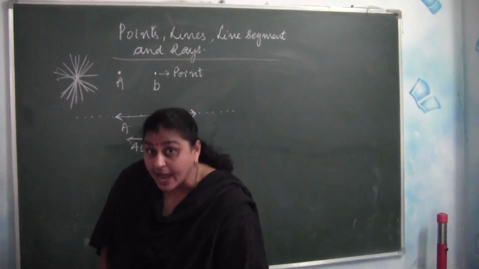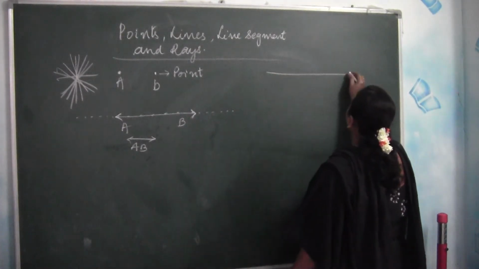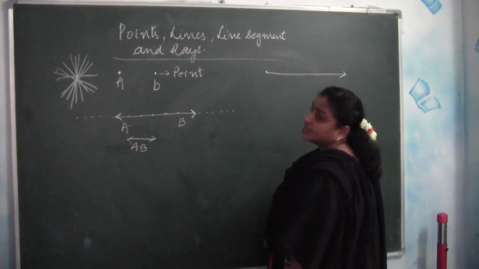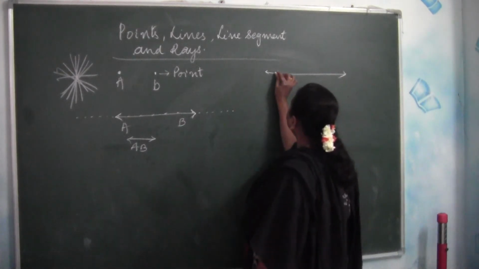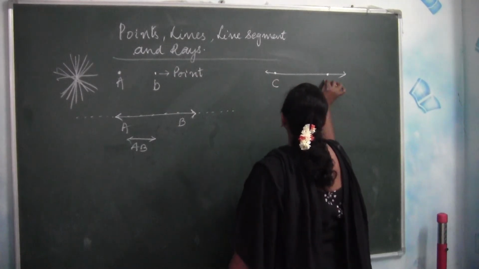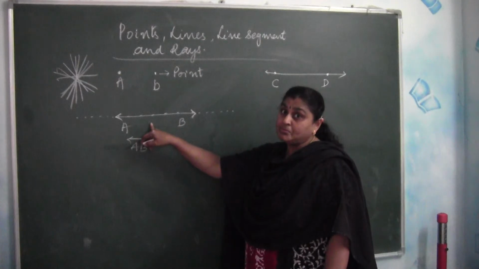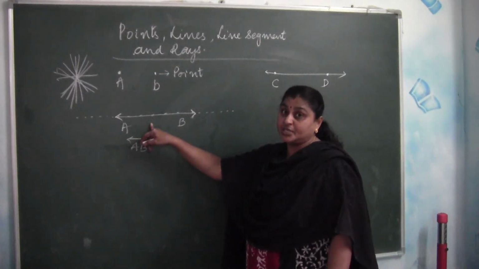Next, coming to the line segment. Now, suppose this is a line. Alright? This is a line. I am marking 2 points on this. What am I doing? I am marking 2 points on this and I am writing them as C and D. But on the line, I didn't mark any points, if you observe.